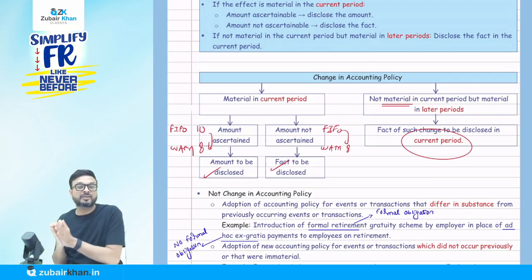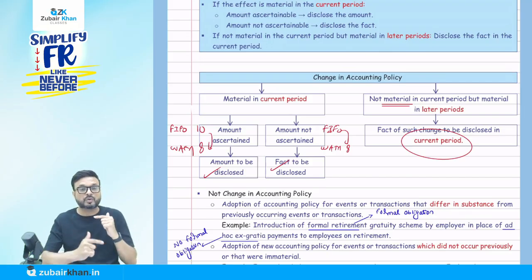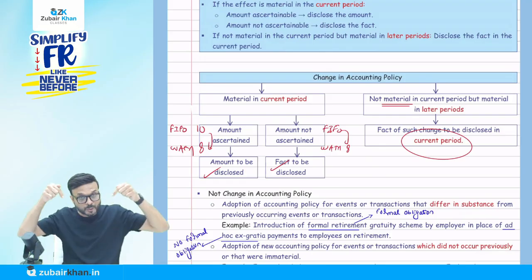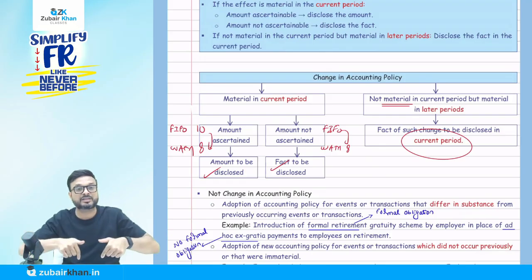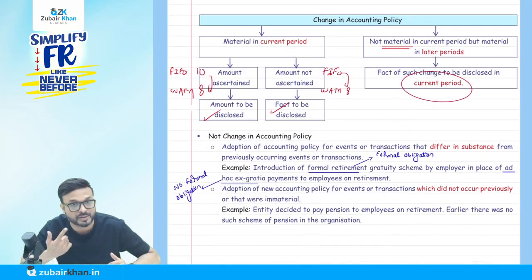So we tell them that we are changing the accounting policy, and due to the change the effect is going to come in a later period. That we have to disclose, not the amount, but a mention in the current year's notes to accounts. That is the change in accounting policy. Now this part is new for you.